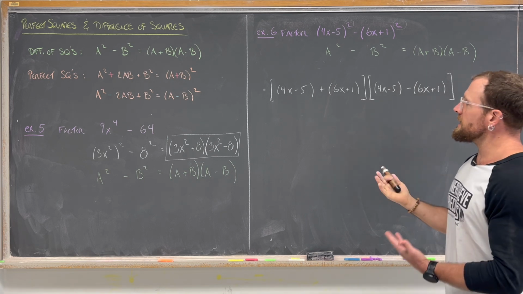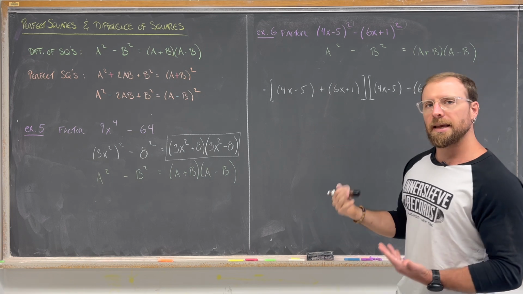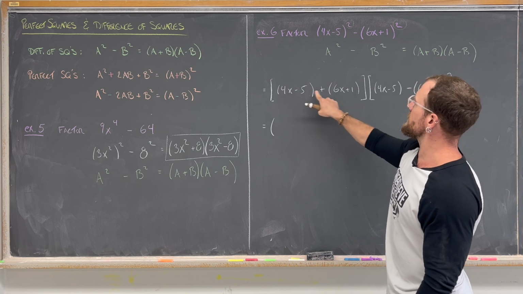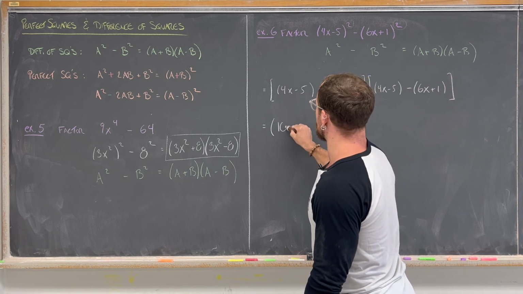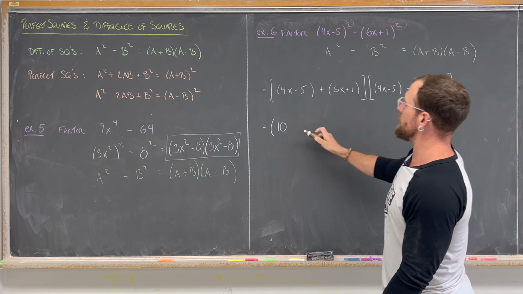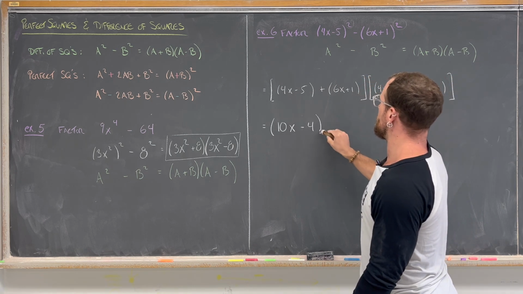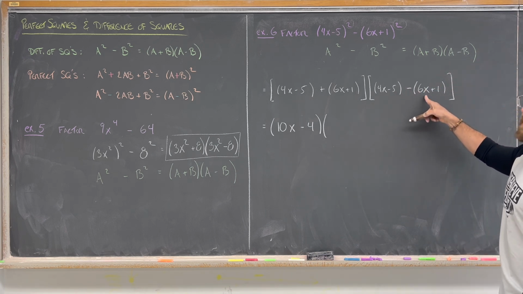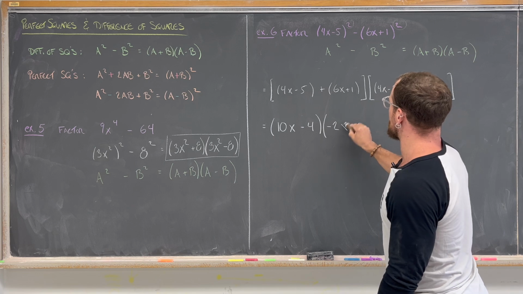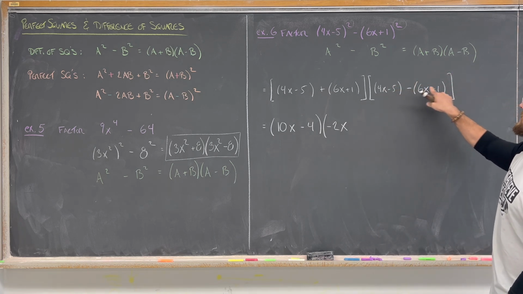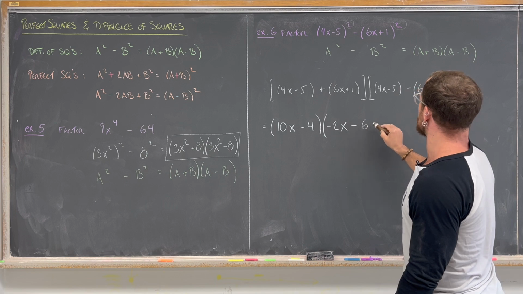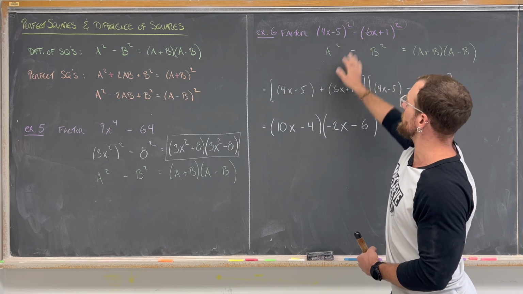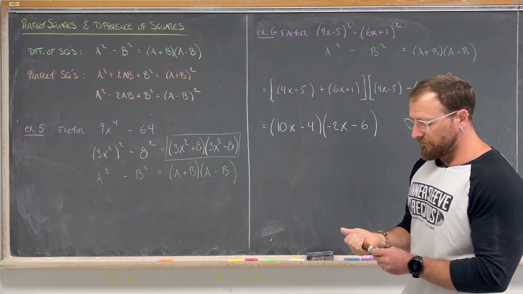Okay? In this case, inside each bracket, I can combine similar terms. So let me do that. Let me write this as 4x plus 6x gives me 10x. Negative 5 plus 1 gives me minus 4. Okay? And inside this bracket, what do I have? I have a 4x minus 6x. That's a negative 2x. And a negative 5 minus 1 gives me a negative 6. Okay, I could stop here. I have factored it. I have written this difference as a product, but I can go a little bit further.